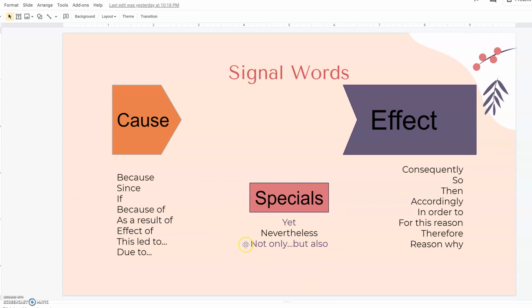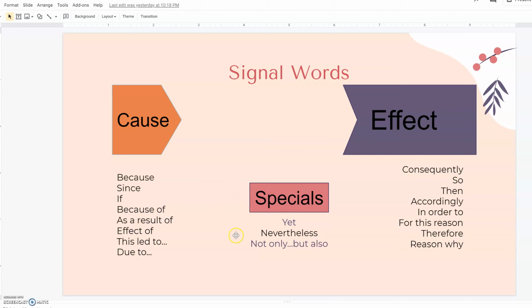We also have some special ones right here. Yet, nevertheless, not only, but also. These, like yet and nevertheless, sort of act like a but, right? So it's something like, we walked up the mountain all day, and we're very tired. Yet, we kept going. So it's sort of like in spite of, so there's still an effect, right? We kept walking, even though we have this cause, and nevertheless works the same way.